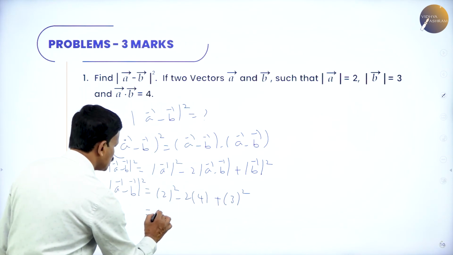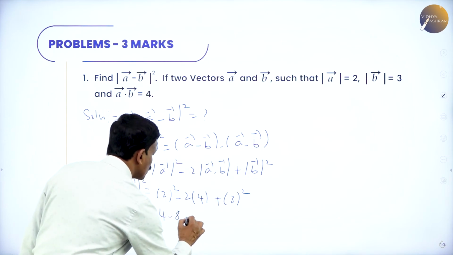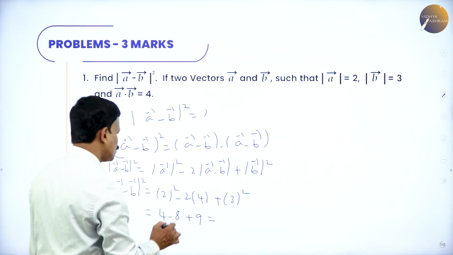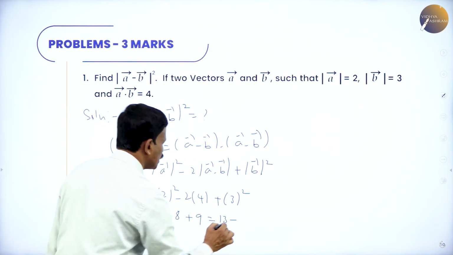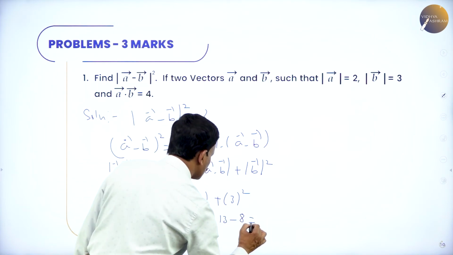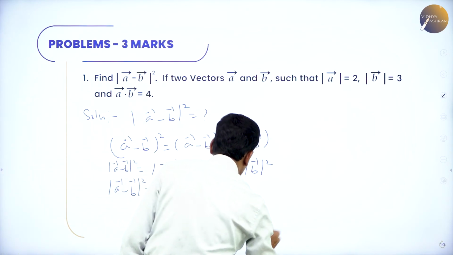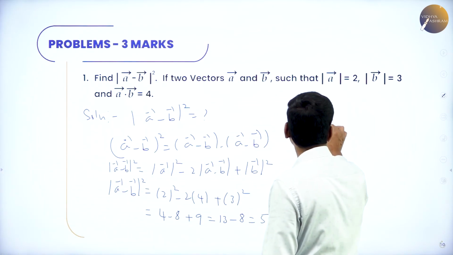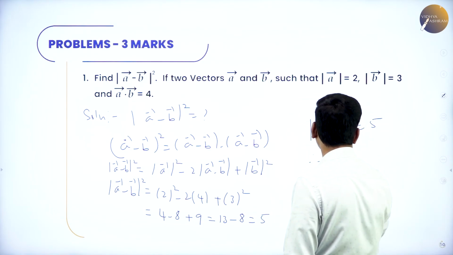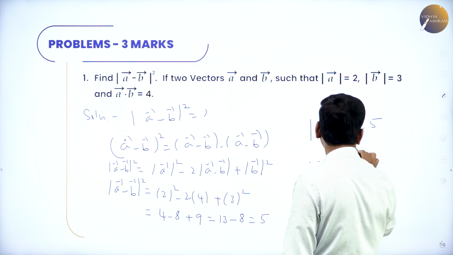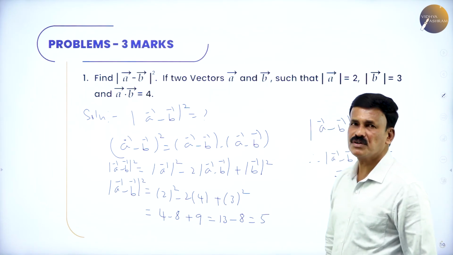Simplify this. 2 squared is 4, minus 2 fours are 8, plus 3 threes are 9. So this is 9 plus 4, 9 plus 4 is 13, 13 minus 8 is equal to 5. So this is equal to 5. So the magnitude of a − b whole squared is equal to 5. Therefore the magnitude of vector a − b is equal to root 5. This is the simplified answer.